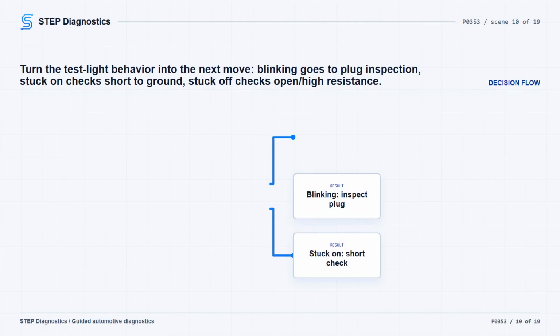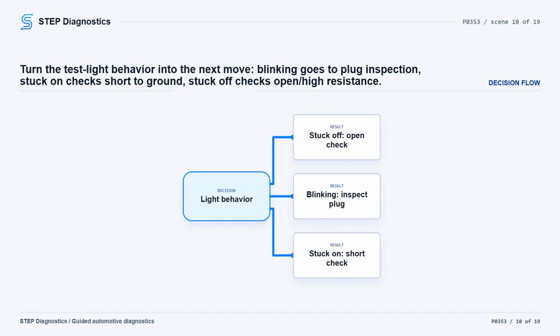If the light blinks brightly, the driver command is present, so continue to the spark plug inspection. If the light stays on constantly, go after a possible short to ground in the control circuit. If the light stays off constantly, go after a possible open or high resistance in the control circuit.